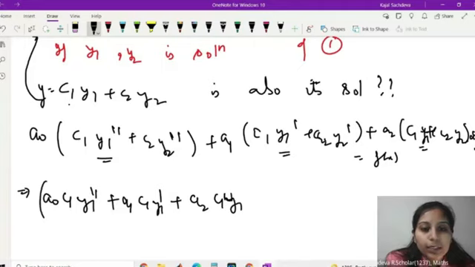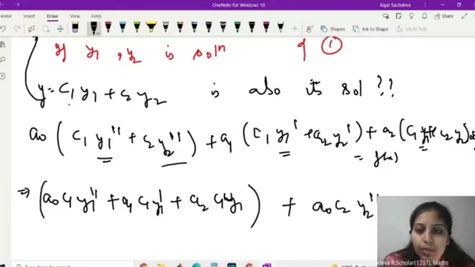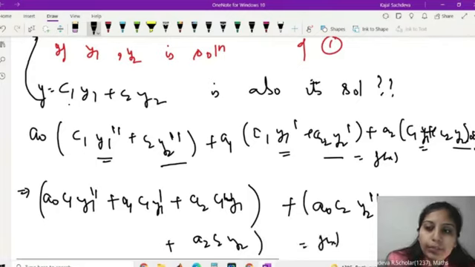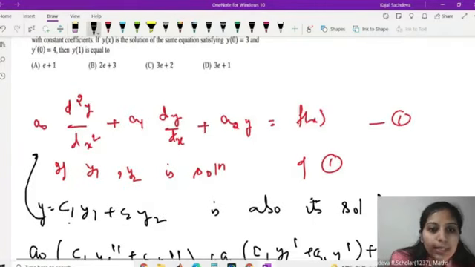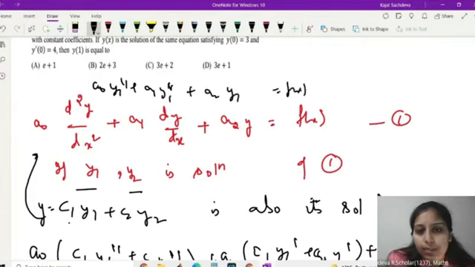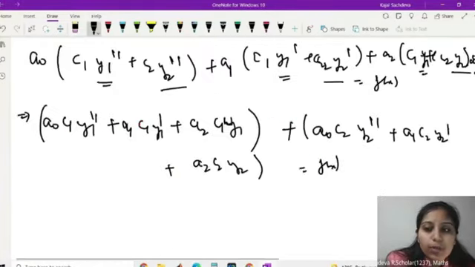So how will we find it? Just collecting y1 terms and now collecting y2 terms: a0 c2 y2'' plus a1 c2 y2' plus a2 c2 y2 is equal to f(x). As you have said, y1 and y2 are solutions. We are taking already y1 and y2 as solutions. So this will satisfy a0 y1'' plus a1 y1' plus a2 y1 is equal to f(x). We know that. And y2 is also a solution, so a0 y2'' plus a1 y2' plus a2 y2 is also f(x). So we can substitute both values here.